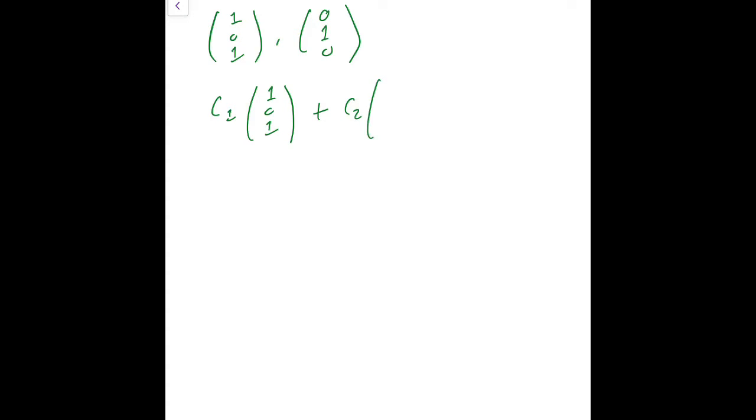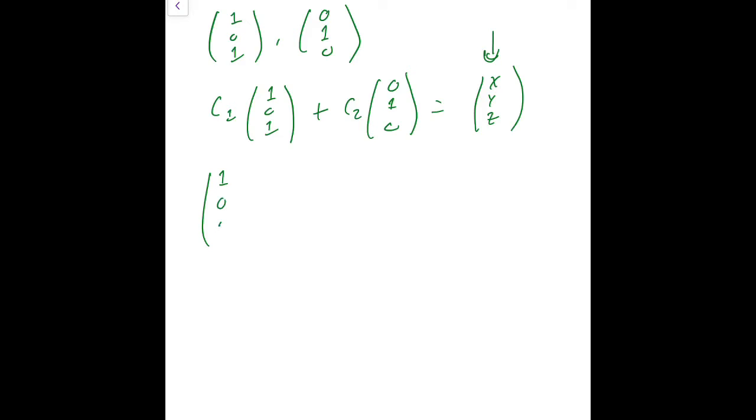So we'll look at the third set of vectors: 1, 0, 1 and 0, 1, 0. Now remember what it means to be a spanning set. It means that we can always find a solution to this equation no matter what x, y, and z are. So no matter what x, y, and z are, we can always find a solution to this equation.